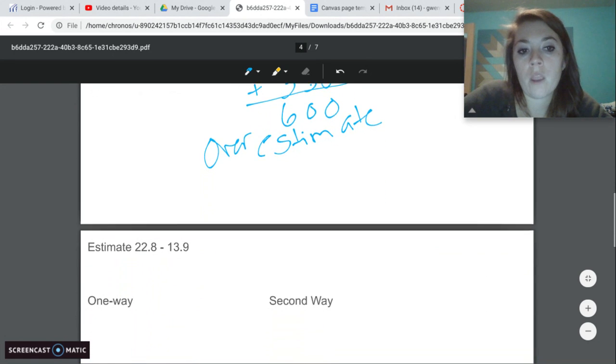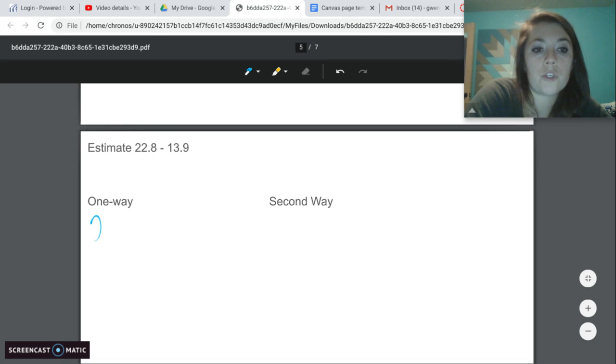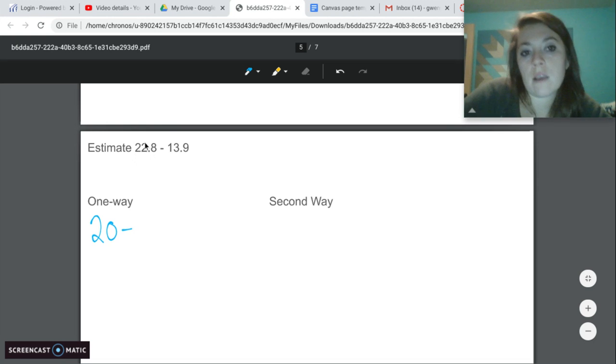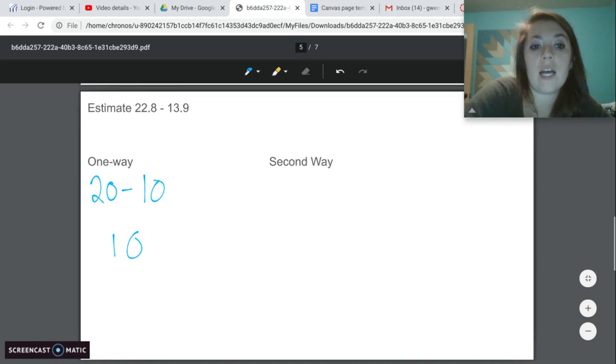Okay? All right, so we want to estimate 22.8 minus 13.9. So we could round the 22.8 down and do 20 minus the 13, which would also round down. We could go all the way down to 10 to give us 10. So this would be an underestimate.